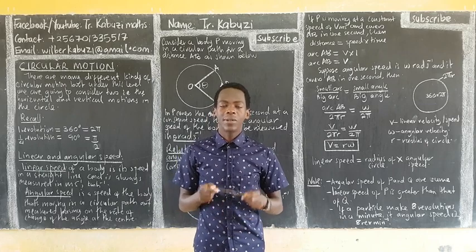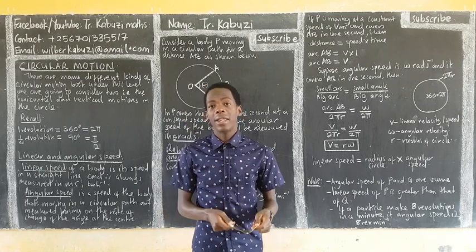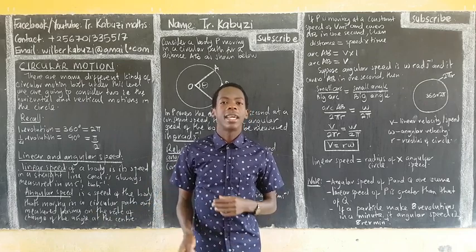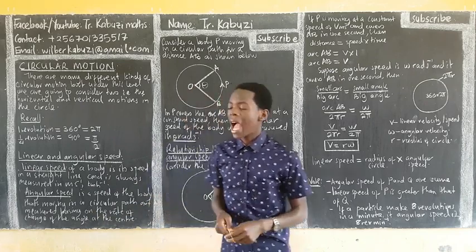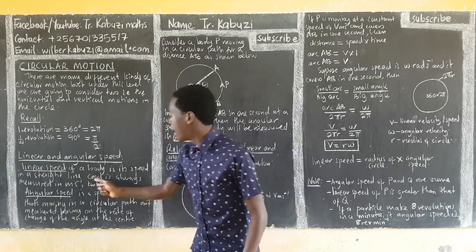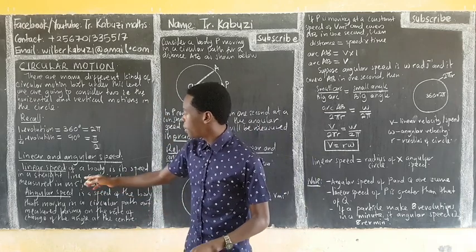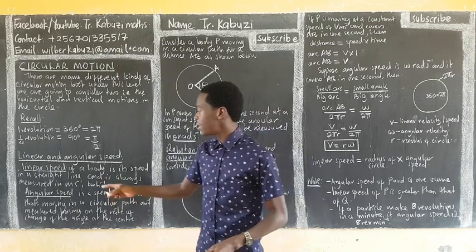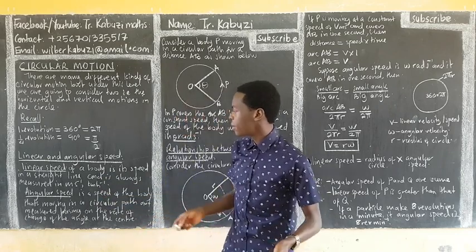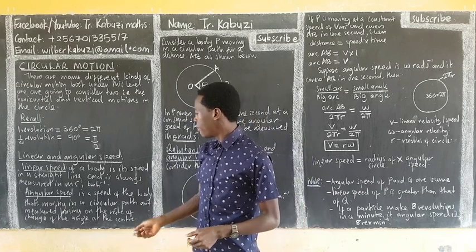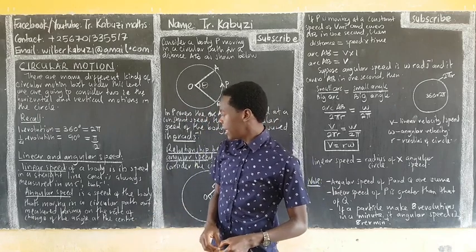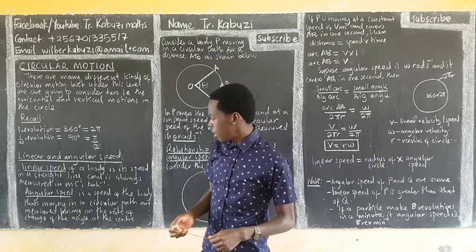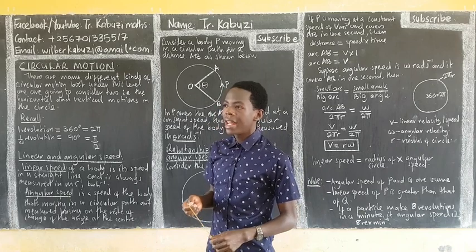The angular speed, as you hear the word angular, is based on the angle. So when you move in a circular motion, we say you are moving with angular speed. The linear speed of a body is its speed in a straight line, and it's always measured in meters per second, kilometers per hour, and so on. The angular speed is the speed of a body moving in a circular path, measured based on the rate of change of the angle at the center.